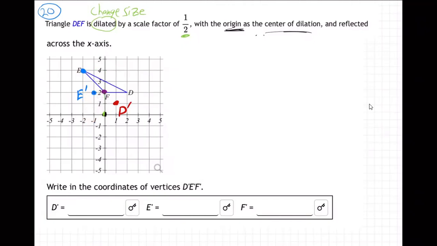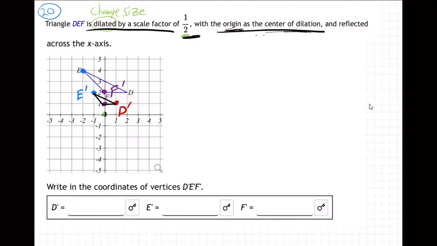Okay, so right there is the new F prime. So here's the new little triangle. Let me try to draw it. There. So that's half as big as the original. That's the first part. So we did the first part. We dilated, scale factor half, origin is the center.